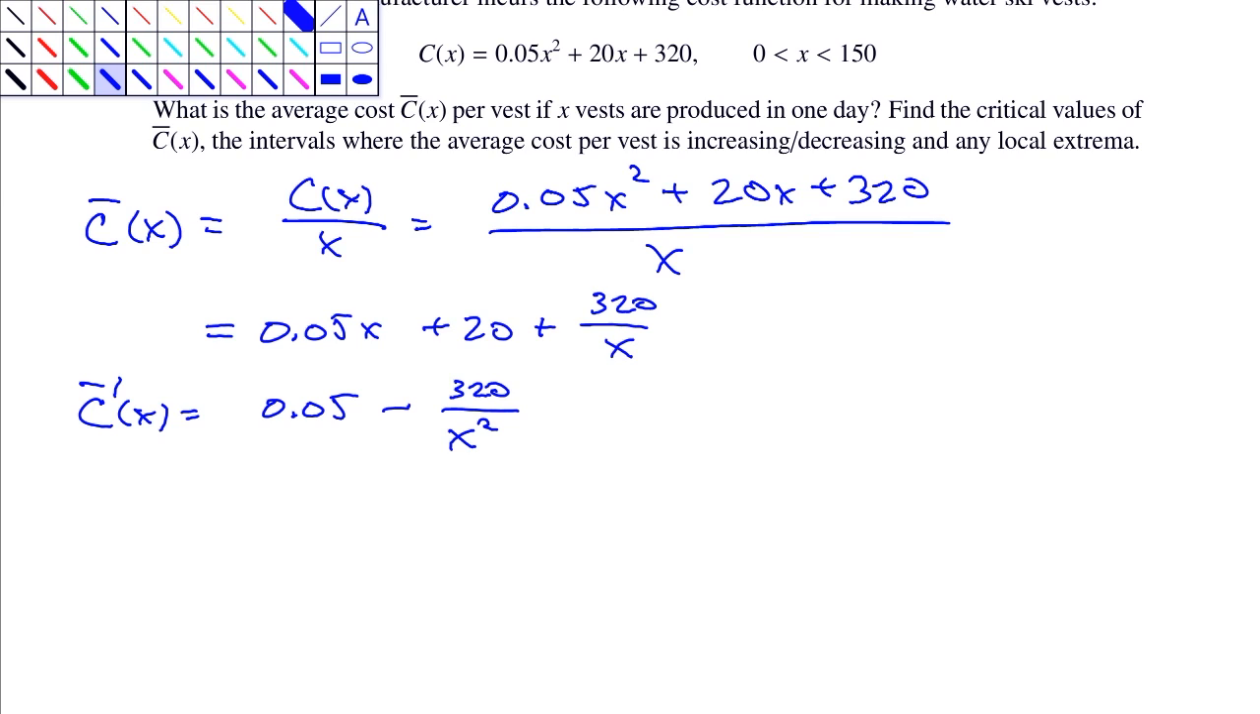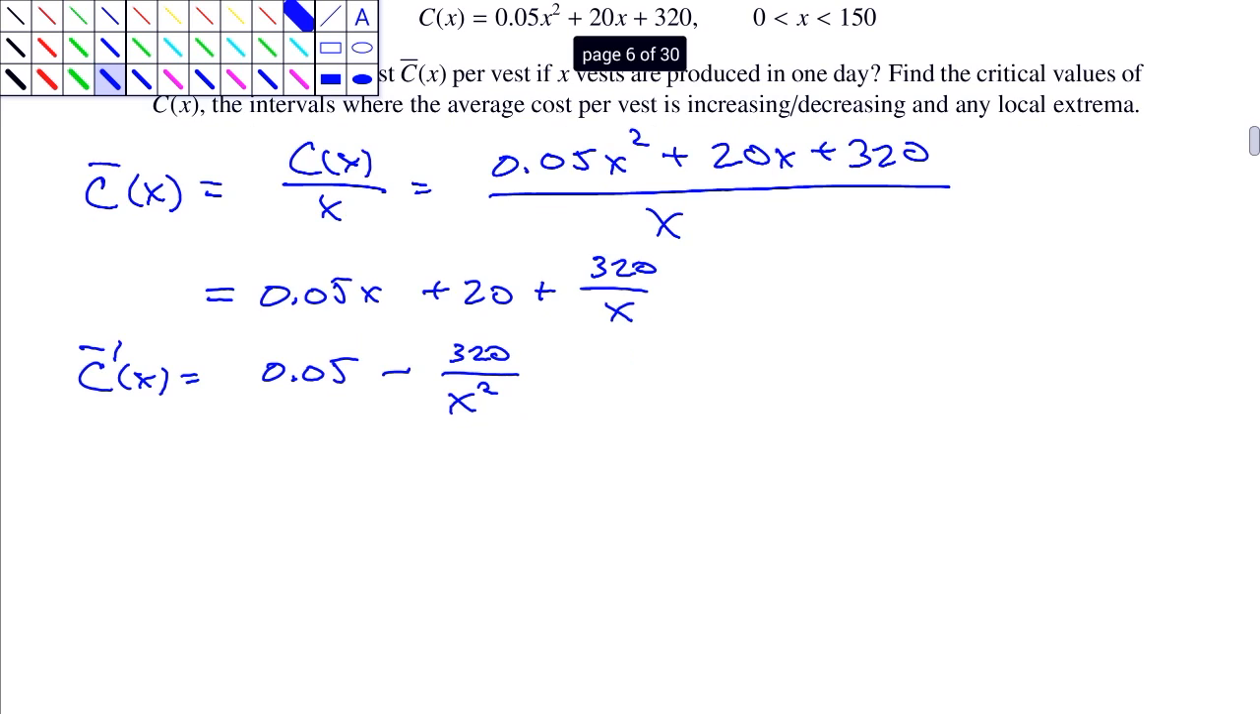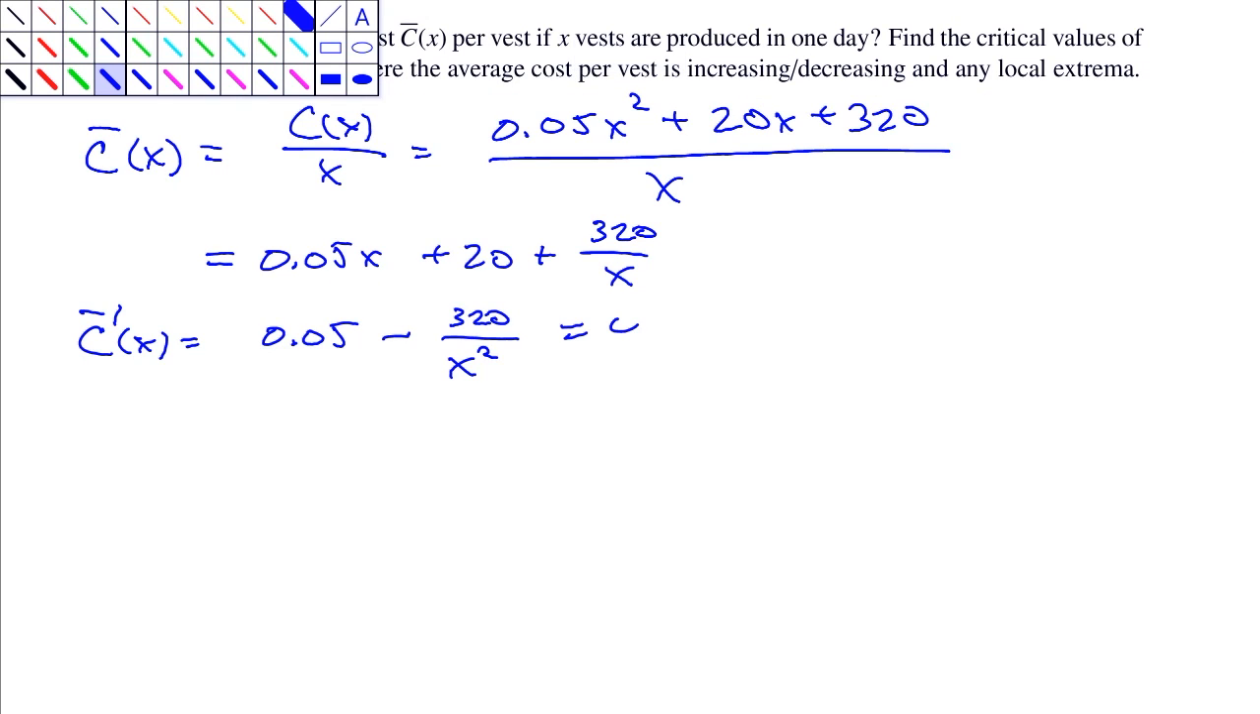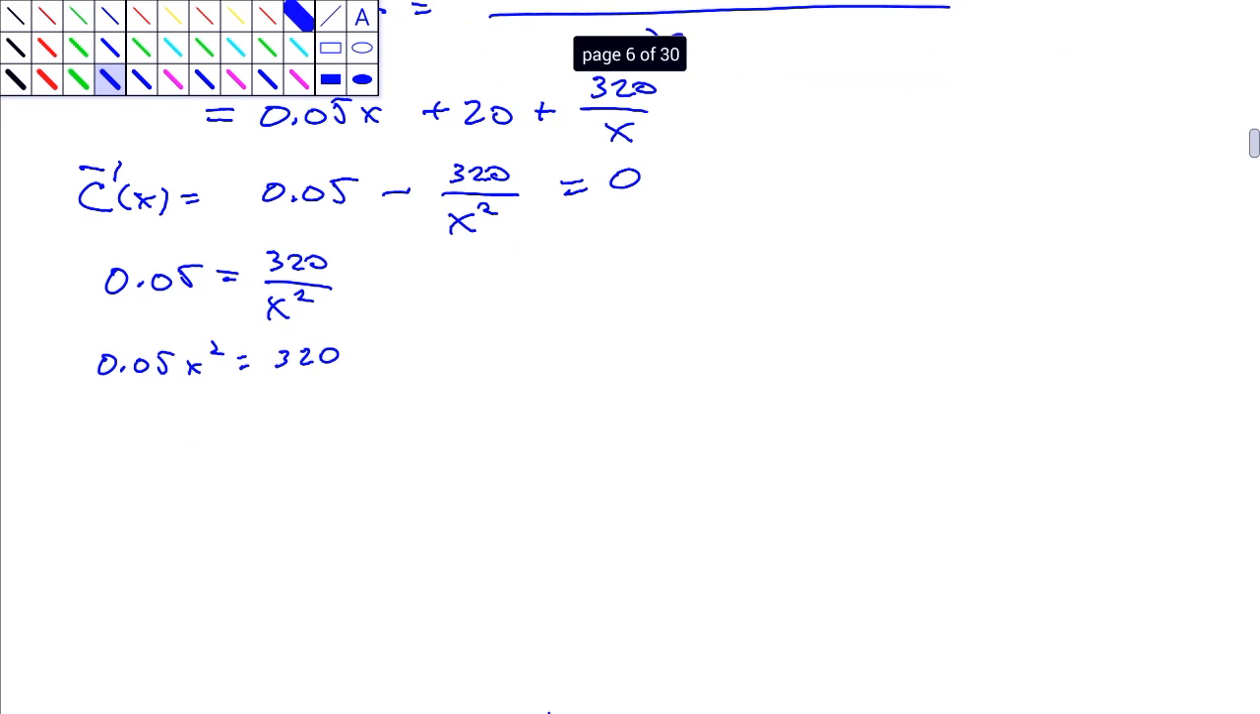There's a trick for doing those. If you want to take the time to learn it, you're welcome to do that. A number over x becomes the number over x squared, and it's negative. So that's it. All right, set that equal to 0 and solve for x. So 0.05 is equal to 320 over x squared. Cross multiply, divide both sides by 0.05, and we get x squared is equal to 6,400.